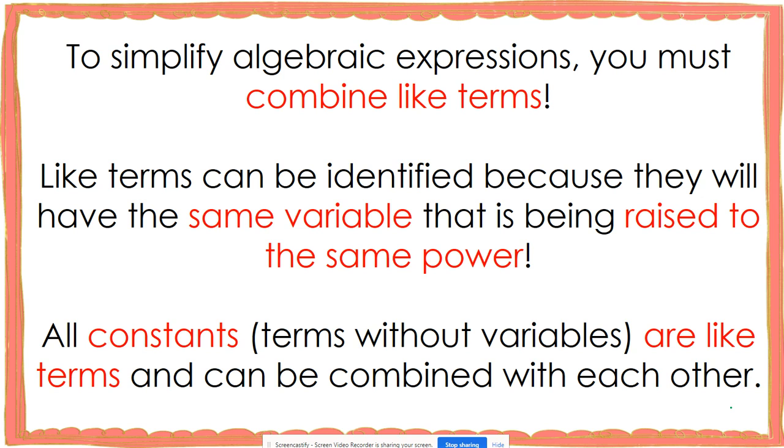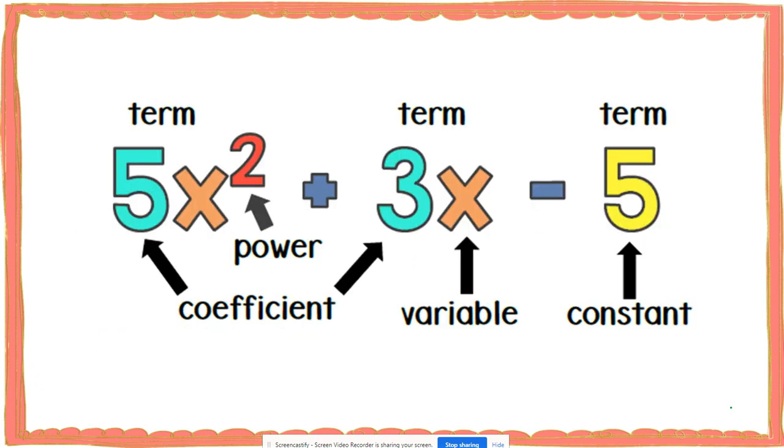To simplify algebraic expressions, we remember that we need to combine our like terms. We can identify like terms because they are going to have the same variable being raised to the same power. Constants, which are terms without variables, are all like terms because they can be combined with each other as well. So let's review an algebraic expression.